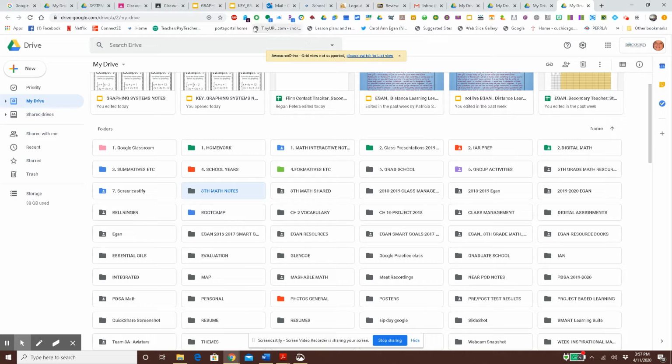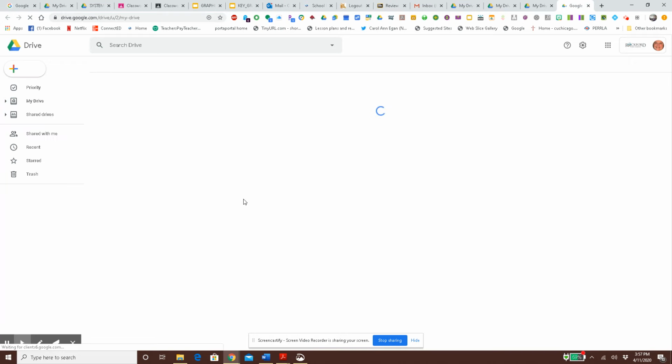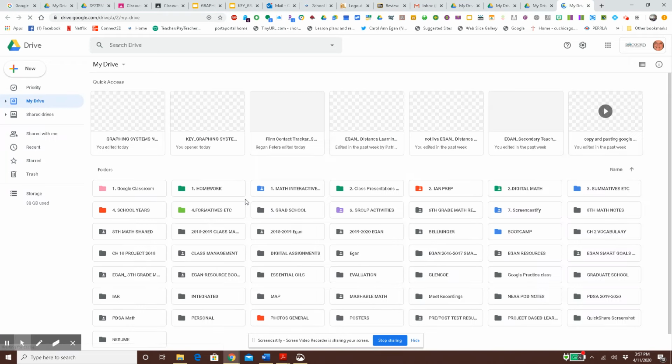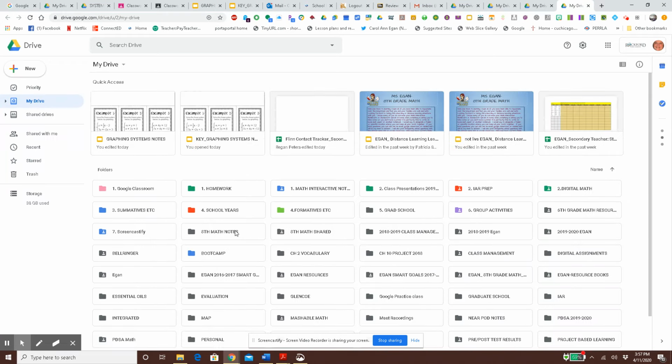So if you want to see that, you're going to have to just refresh your page in your drive. And we can see right there is Math Notes. Okay. So we're going to use that later after we're done using the notes, but that's why I wanted you to go ahead and make that folder right now.